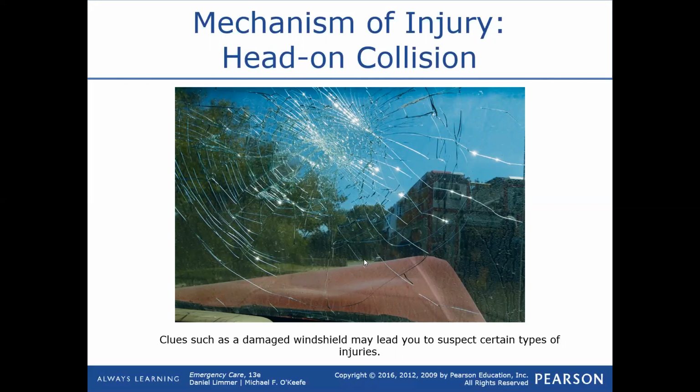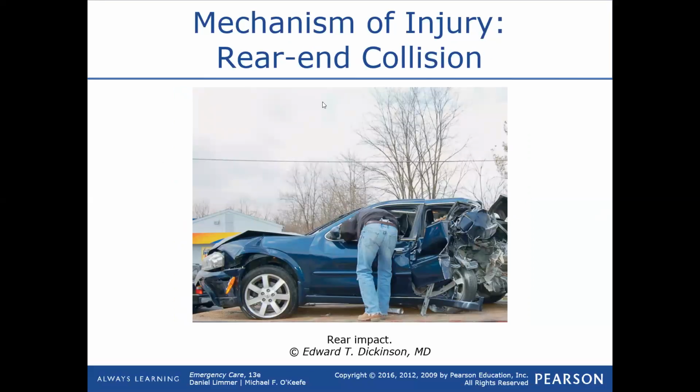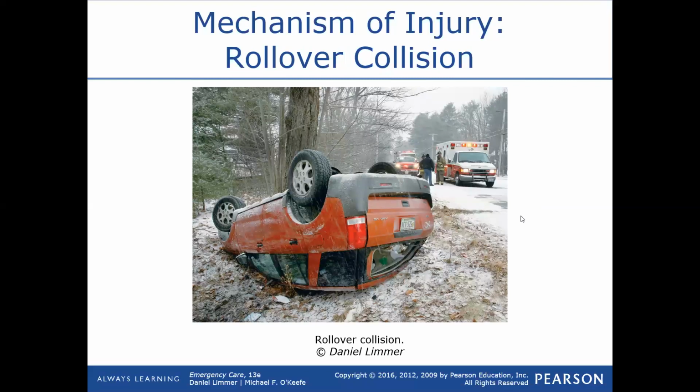Clues such as a damaged windshield may lead you to suspect certain types of injuries. That looks like somebody's head cracked off the windshield. That's not good. Rear end collisions, side impact, like T-bones, or rollovers, these are all different types of mechanisms. So we can look at the car, find out what happened, and then determine what kind of injuries they might have. Rear impact, that's a really hard rear impact. Nice side impact here, right in the driver's side. Rollover.